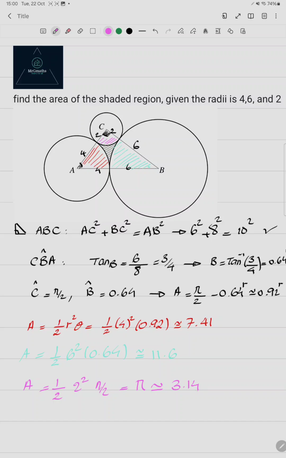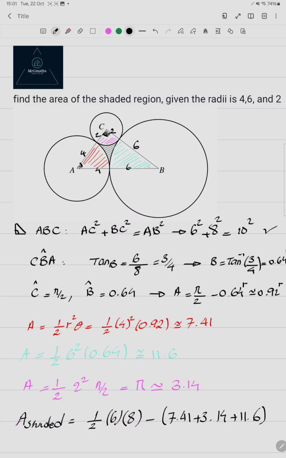Now I want to find the area of the black or shaded region, which is the area of triangle ABC minus the sectors. Actually, let's go straight into it. The area of the shaded region is the area of the triangle ABC, which is half times base times height, minus 7.41 plus 3.14 plus 11.6.